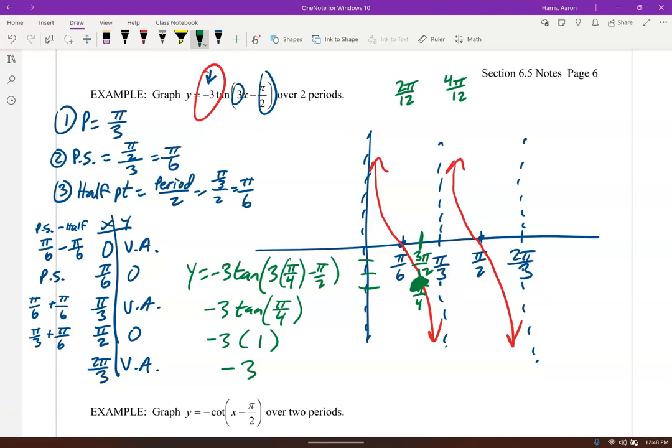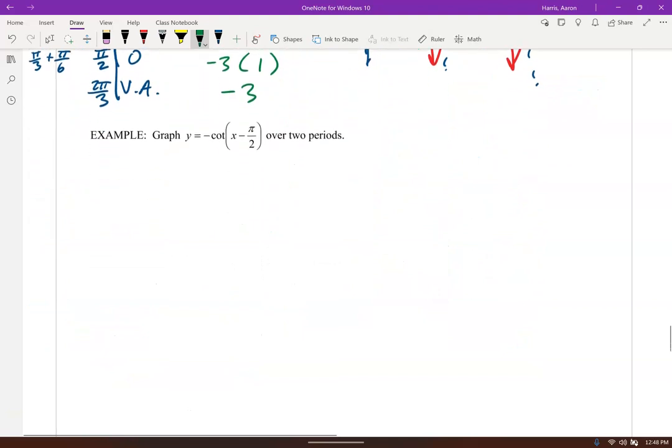All right, let's get through one of these cotangents here, or a few of these cotangents. We'll start out with the cotangent. The only difference is we'll start back again at the phase shift as our initial point, and then we'll just go up a half point each time. That's the only difference here.